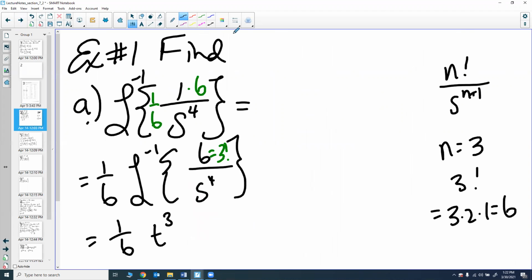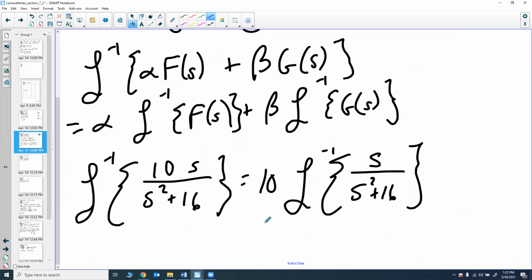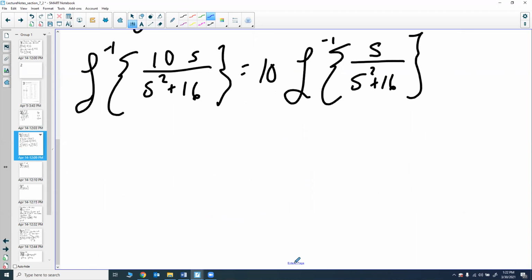So let's see if we can figure out what that k is. If this is s squared over k squared, that means k squared must be 16, which means k is 4. You don't need the plus or minus.